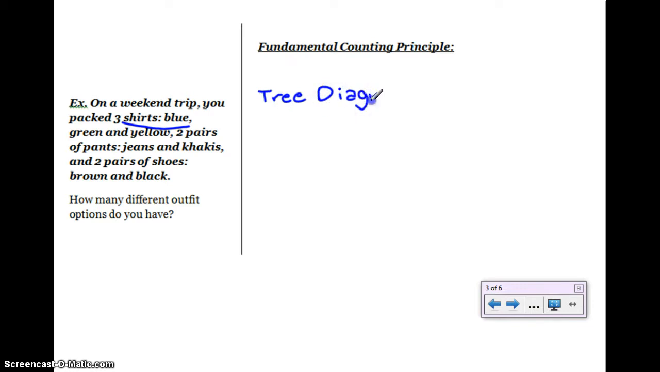So if you're going on a trip, you definitely want to make sure you have enough outfits for the week. So let's say we have 3 shirts. So I'm going to start with my shirts. I could either have 1, 2, or 3. So that is my blue shirt, my green shirt, or my yellow shirt. So blue, green, or yellow. And these are my shirts. Then for every single shirt that I have, I could match that shirt with 2 different pairs of pants, a jean or a khaki.